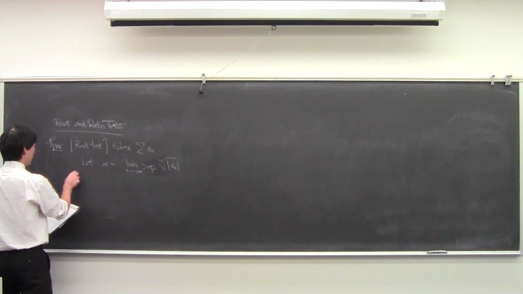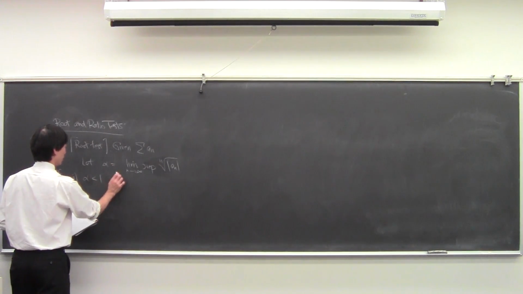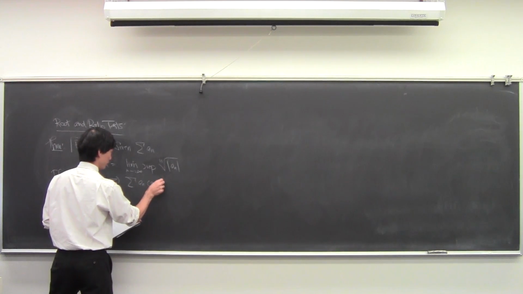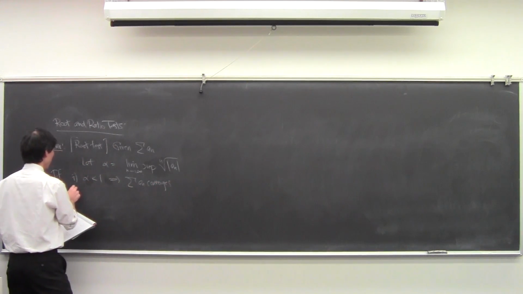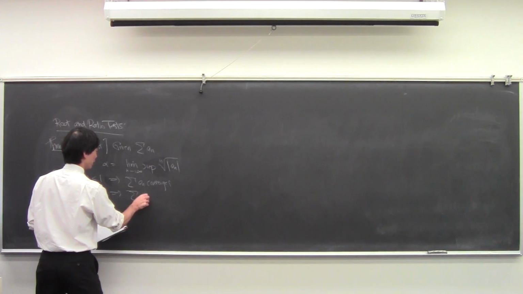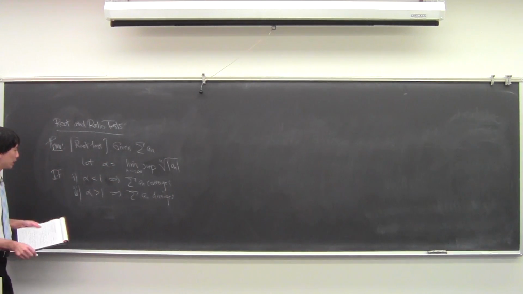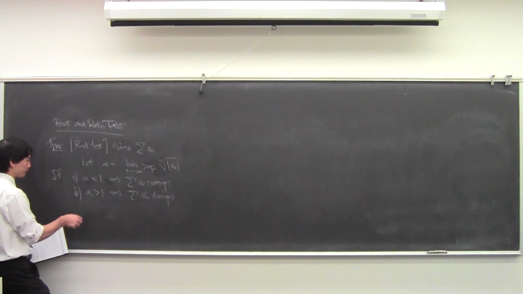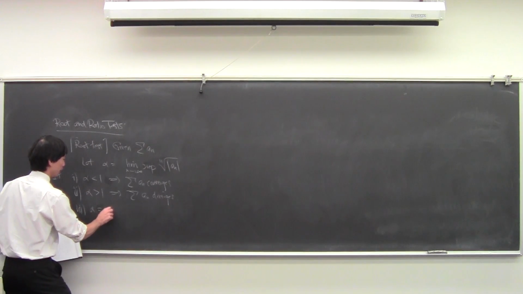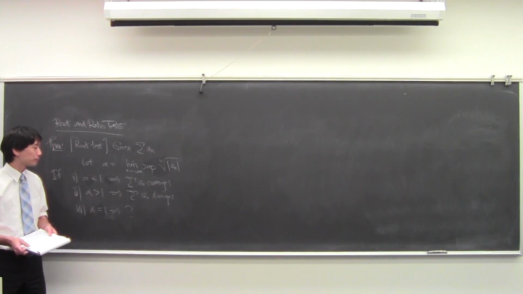So if alpha is less than 1, then that tells you that the series converges. If alpha is bigger than 1, then the corresponding series diverges, and otherwise you don't know. So if alpha equals 1, then you don't know. It could converge or it could diverge.